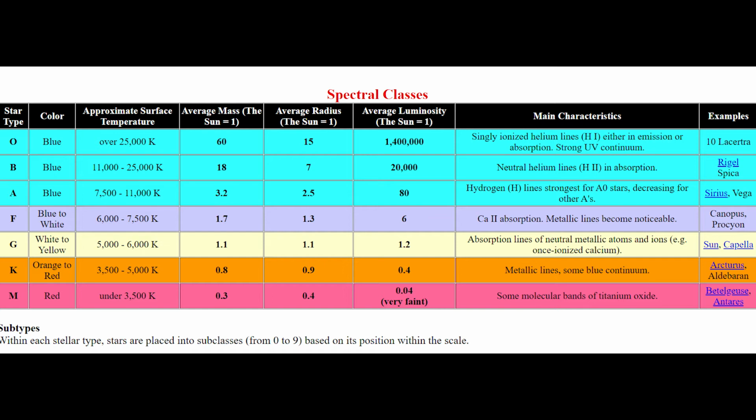5,000 and 6,000 Kelvin. Mass, radius, and luminosity of all stars are measured in terms of the Sun's units, because otherwise it would be way too big. Using type O as another example, the hottest type of star, it has surface temperatures of over 25,000 Kelvin, and the average mass is 60 times bigger than the Sun, with the average radius being 15 times bigger than the Sun, and the luminosity is a whopping 1.4 billion times bigger than the Sun. Type B, and especially type O, are quite uncommon in the universe though.